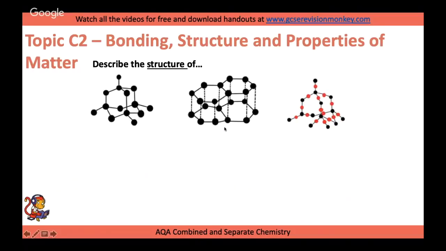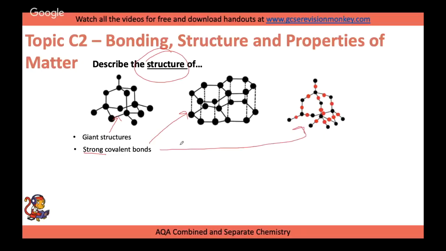So a bit on giant covalent then. We need to know about 3 structures. See if you can remember those in your head. We've got diamond here, graphite, and silicon dioxide. They are all giant structures. Talking about structure here, they've all got covalent bonds, which are very strong, and that applies to all of them. So those 2 and silicon dioxide: strong covalent bonds, and they are giant structures.